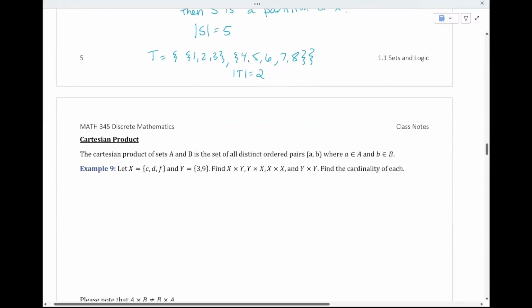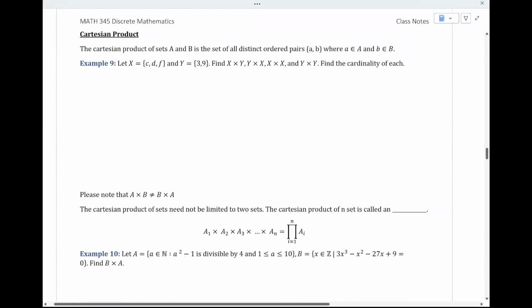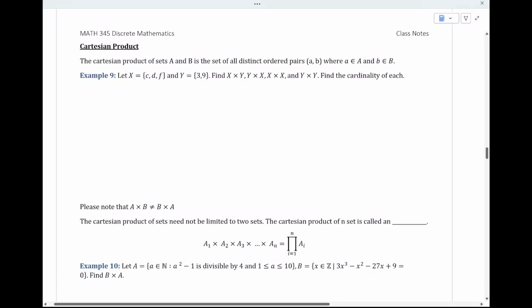Okay, last topic for this section is called the Cartesian product. The Cartesian product of sets A and B is the set of all distinct ordered pairs where a is in set A and b is an element of set B. So just a note, we've been talking about these curly braces, set notation. We've been using that a lot. The set {A, B} is equal to the set {B, A}. These are both sets.